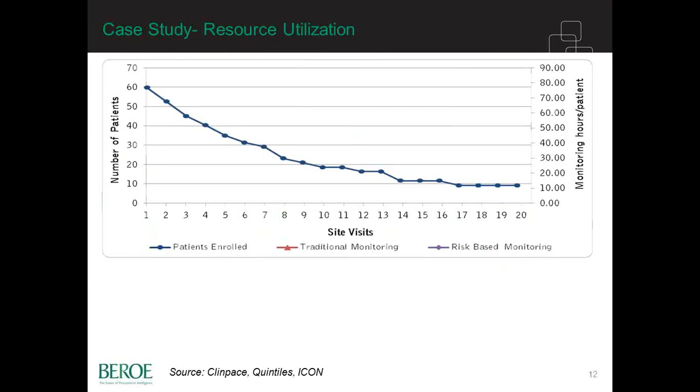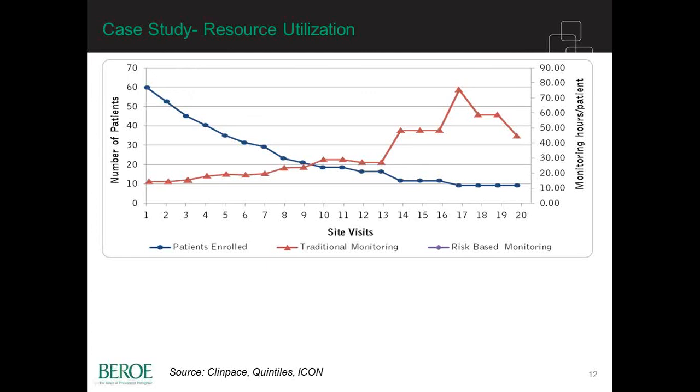And to support resource utilization effectiveness, we analyzed a couple of studies conducted by some mid-sized CROs like ClinPace and large CROs like Quintiles and Icon. Now, if you observe this run chart, which has been plotted between number of patients enrolled in a number of sites against the monitoring hours spent by CRAs per patient, you can see it's a normal phenomenon that the patient enrollment has been less on a couple of sites, which is not unusual in trials. But what is unusual is that CRAs have been spending a lot of hours on low enrolling sites, rather than on high enrolling sites.